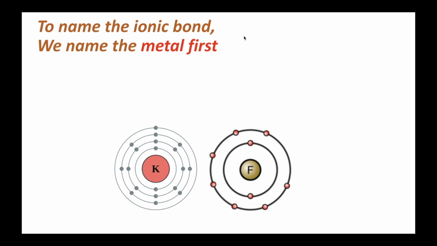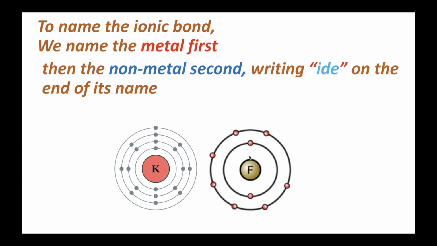Okay, so in terms of naming the compound, we name the metal first. So you want to think of the metal. In this case, the metal is potassium. And then the nonmetal goes second. And you change the ending of the word so that it's IDE. It's always IDE on the end.